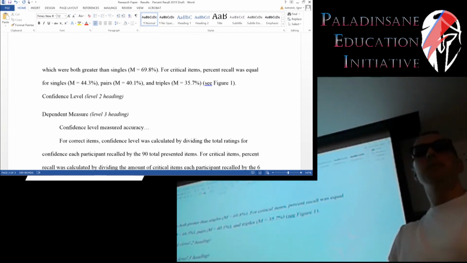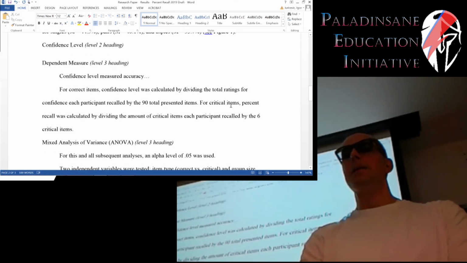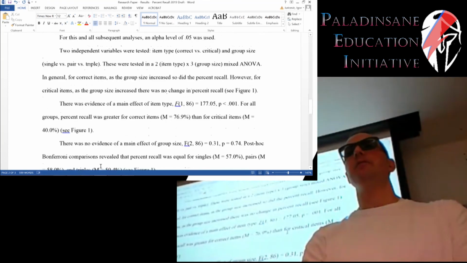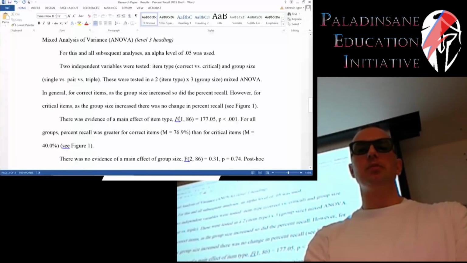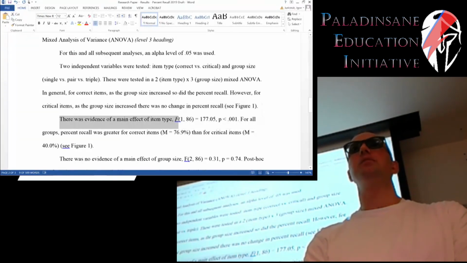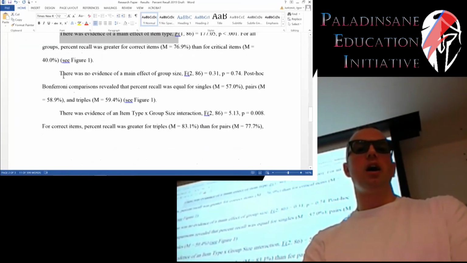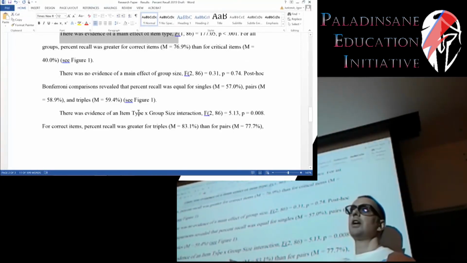So change it though, because nothing is going to lose you points faster on this draft than if this is nothing but a copied version of what we just had. So change it as needed. These numbers are going to have to change. Evidence or no evidence of a main effect of item type might have to change. So switch it up, but do use as much as you possibly can.